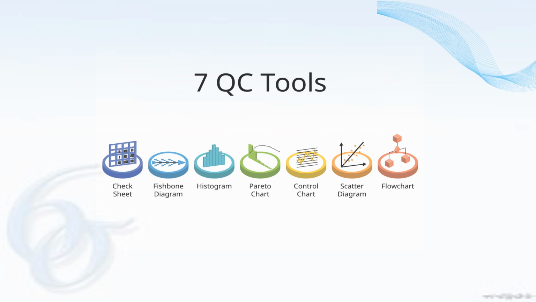The first is check sheet, second is fishbone diagram, third is histogram, fourth is Pareto chart, fifth is control chart, sixth is scatter diagram, and seventh is flow chart. These different tools are used for continuous improvement in food processing. Cause and effect diagram is the fishbone diagram.